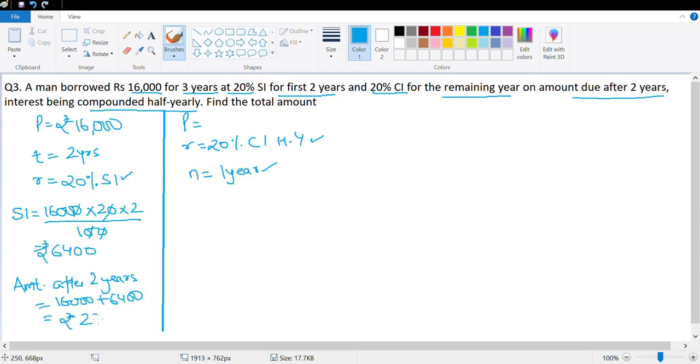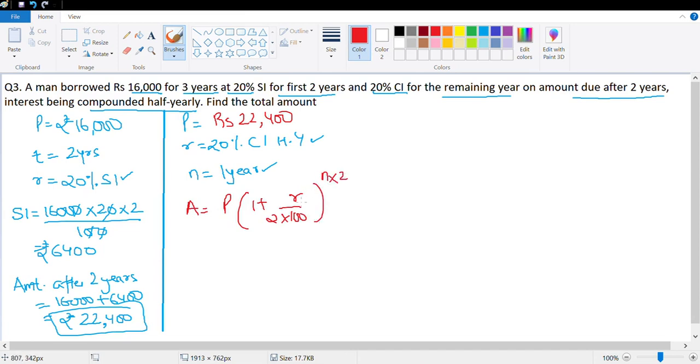to rupees 22,400. Now, as per the question, the amount after 2 years becomes the principal for the third year. So this is rupees 22,400, and this time it is being compounded half yearly. So we know amount is equal to principal 1 plus r upon 2 into 100 raised to the power n into 2. That's the formula.